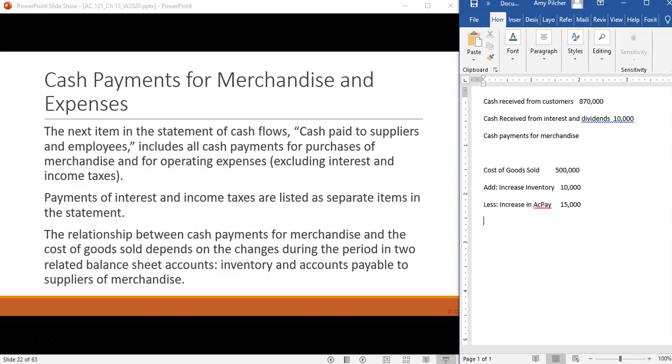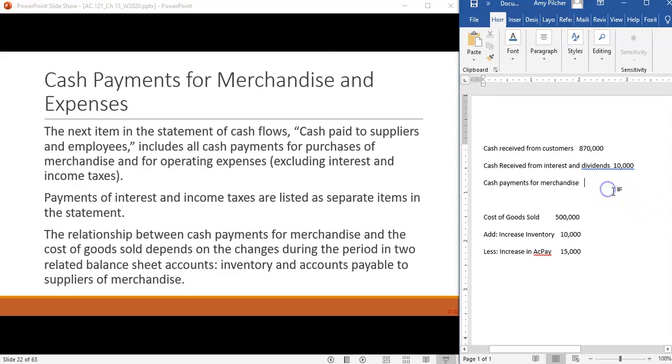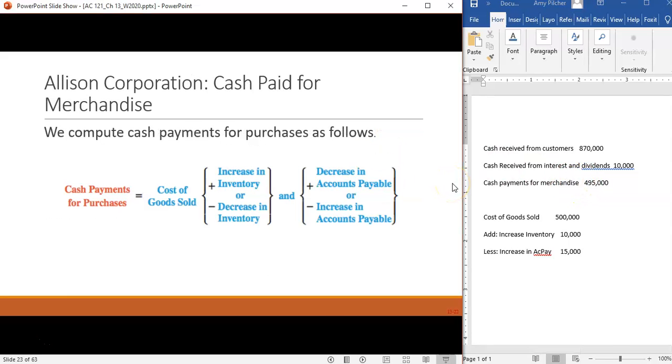So if we take $500,000 and add the increase in inventory of $10,000 and subtract the increase in accounts payable of $15,000, we end up with cash payments for merchandise of $495,000. So we take our cost of goods sold, and then we add or subtract our change in inventory and add or subtract our change in accounts payable.